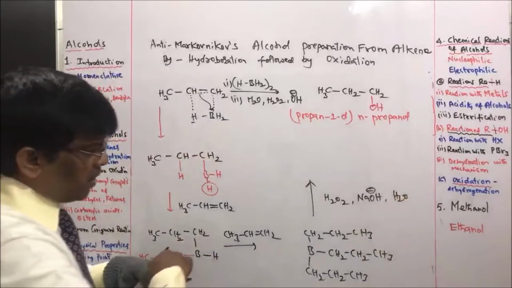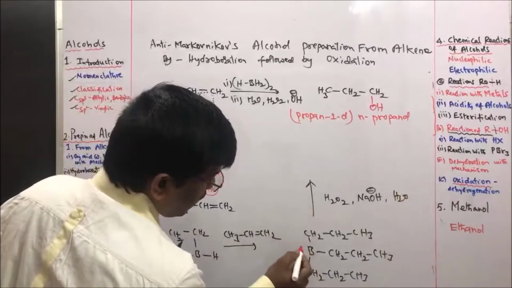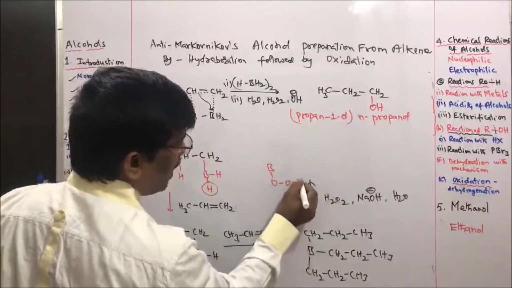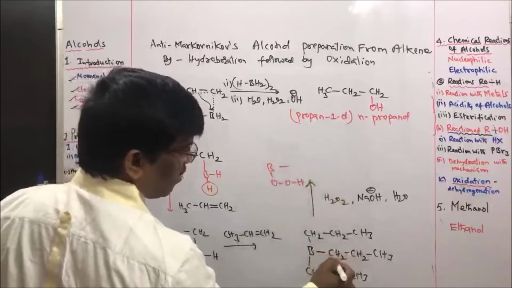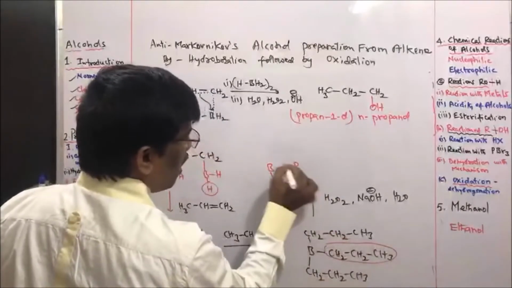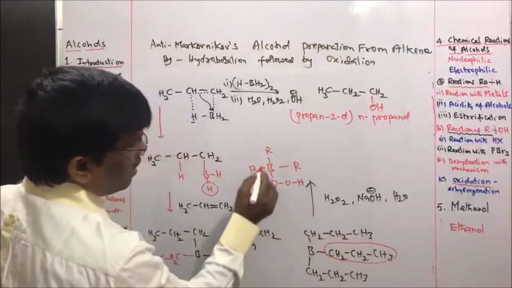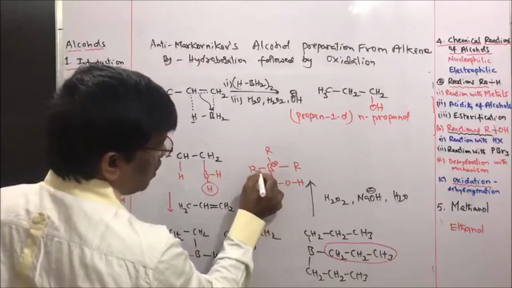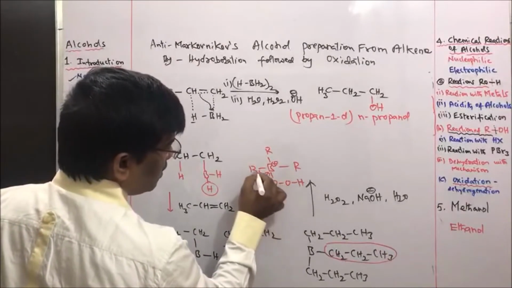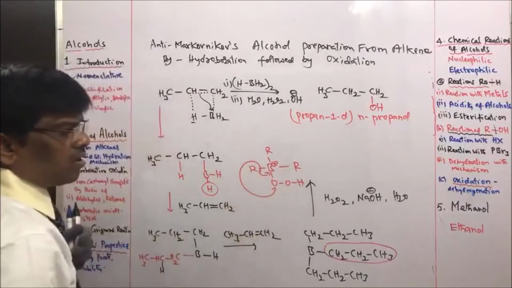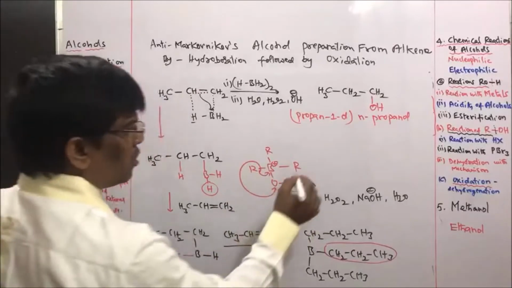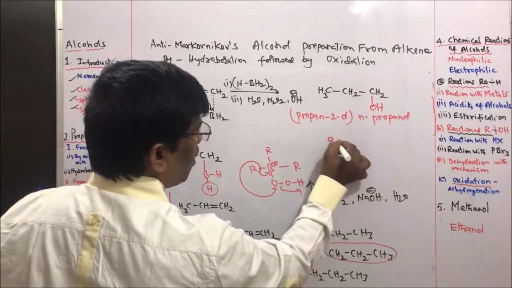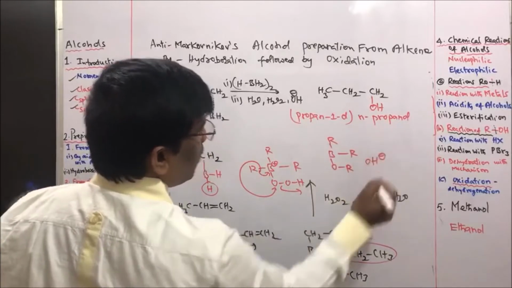If you want the mechanism, boron adds to peroxide, OOH. If I write all these as one R group, R, R and R, what is the position here? It is going to have a positive charge. So it comes here, and this R group is going to migrate to this oxygen, and this OH goes out. So it is going to give O, R, R and OH minus.